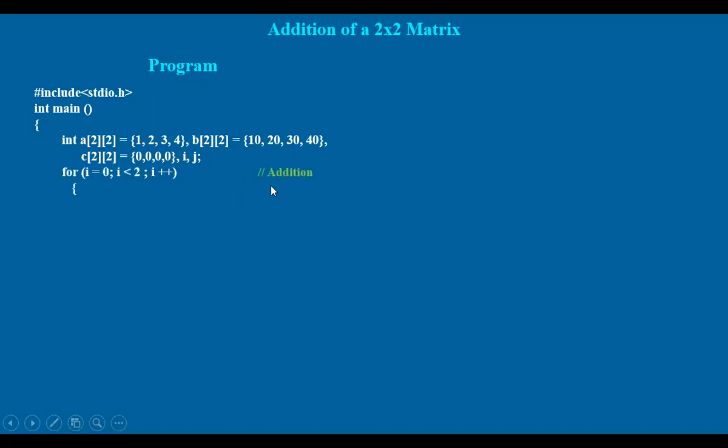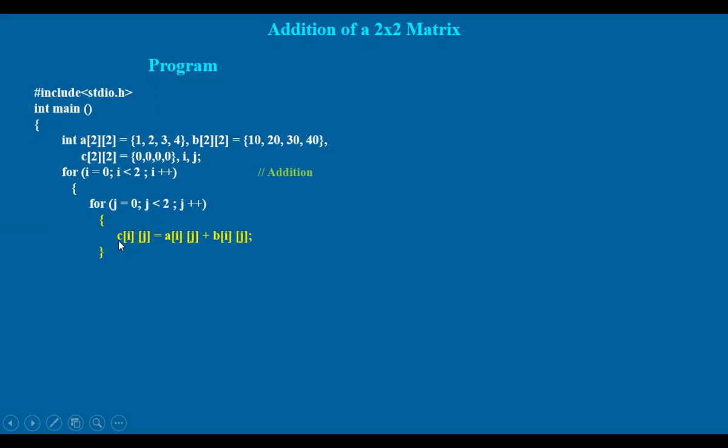Because the two matrices are given, the data is given here. Let us see how the addition of these two matrices is done. Let's take an outer loop with the for loop: i is equal to 0 and i less than 2. That means it can take only two values, 0 and 1, because it has two rows. And another inner loop for columns. Again, this is a two-column matrix, that's why we have taken only two values, 0 and 1, for j, the columns.